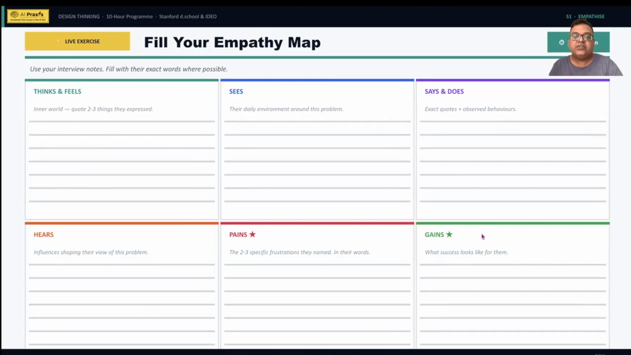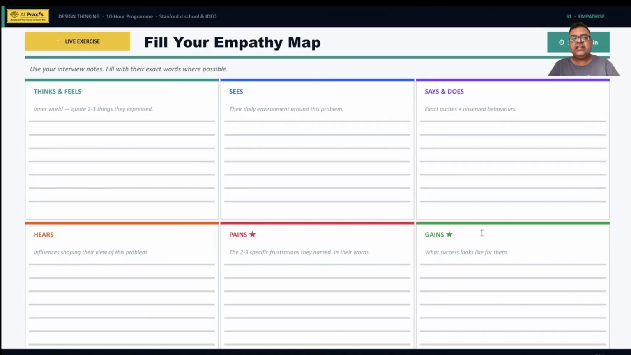Step number three is complete every section. Let's quickly walk through each section again. Thinks and feels, sees, says and does, hears, pains, gains. One user, one map. And here's a very common mistake. Many teams interview 3 or 4 people, and immediately combine everyone's answers into one empathy map. Don't do that. One empathy map represents one person. So if different users have different experiences, create separate maps. Otherwise, you'll lose the unique insights that make design thinking so powerful.